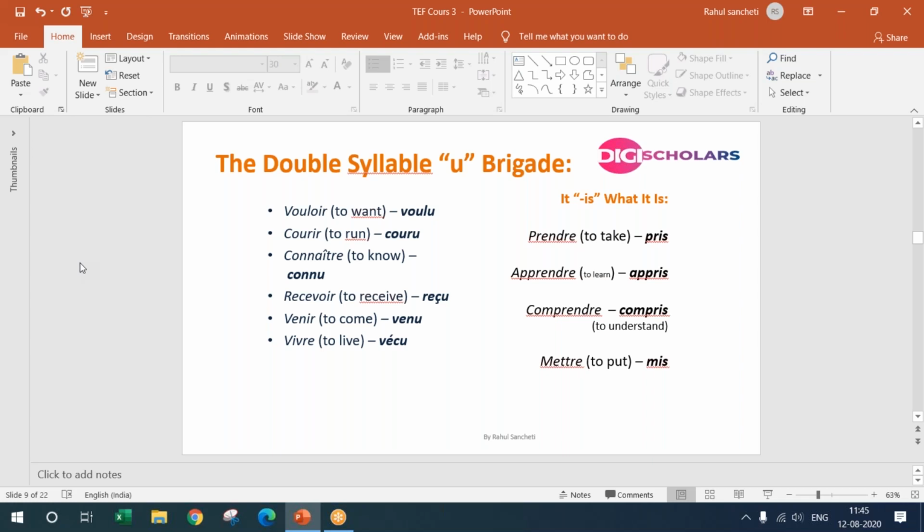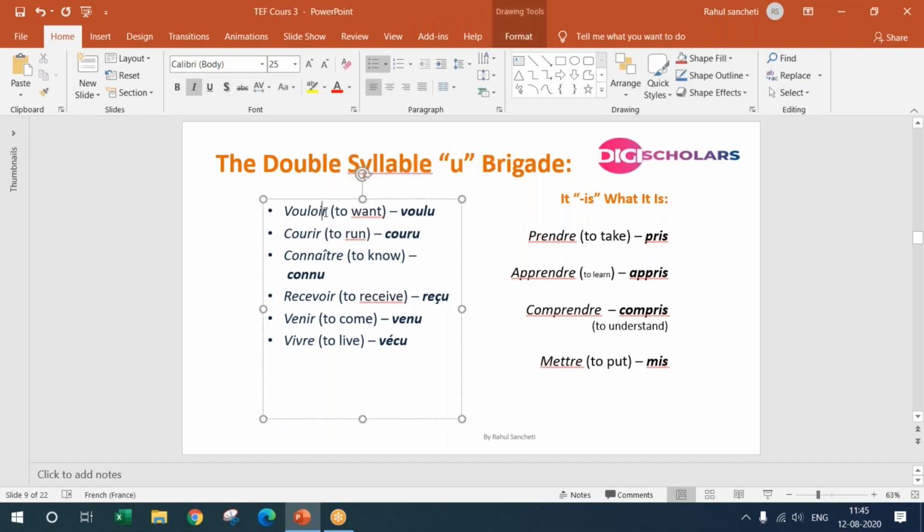So always write the verbs, their meaning, and the past participles. And here, if you see, vouloir is voulu. Instead of an IR, the rule says you just remove the R, but it is voulu. Courir is couru: just remove IR and place a U. Connaître is a little exception. AITRE, you remove that and you add a U.